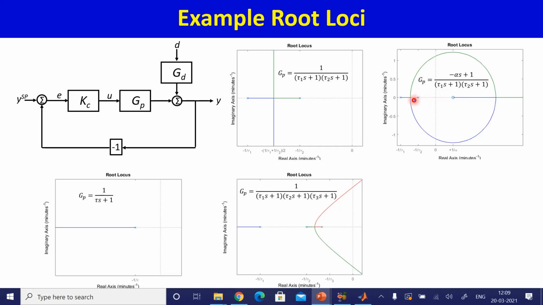So locus exists on this part. Does locus exist on this part? Well, the number of critical points to the right is odd, therefore locus actually does not exist. This is counterintuitive, but this has happened because of this negative sign, which caused a cancellation of the negative sign on the right hand side of the characteristic equation.